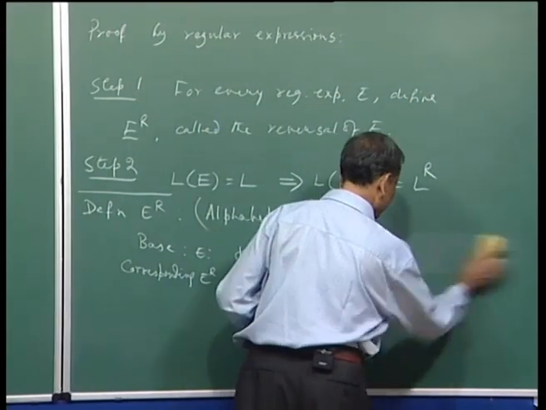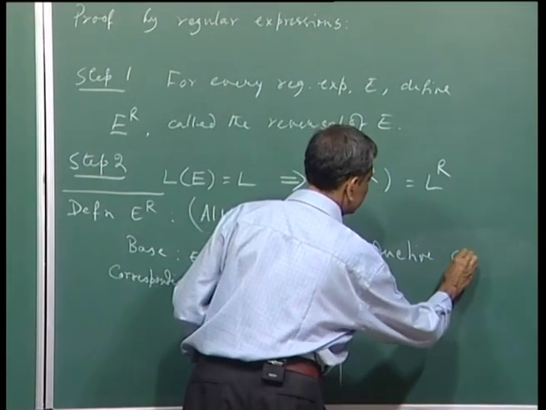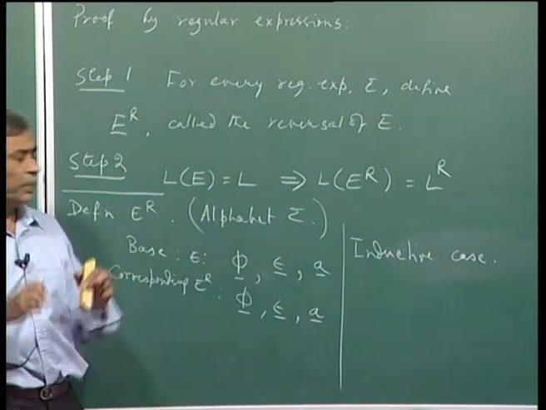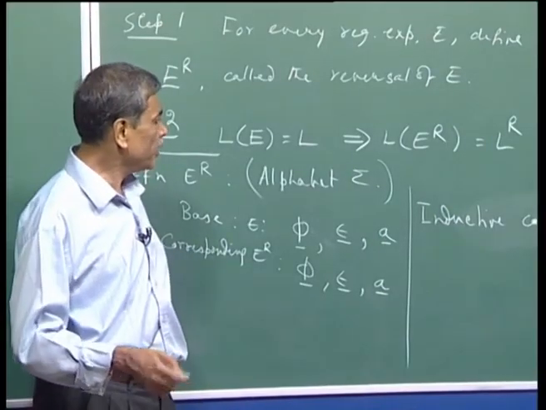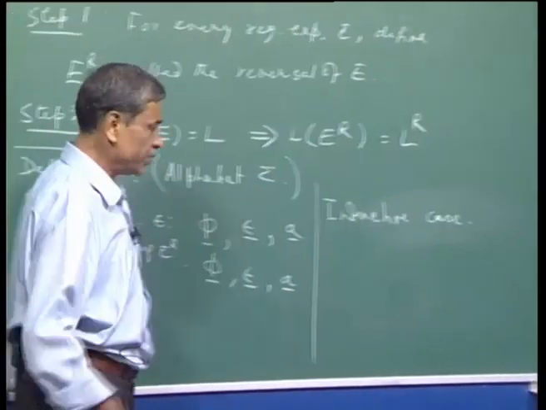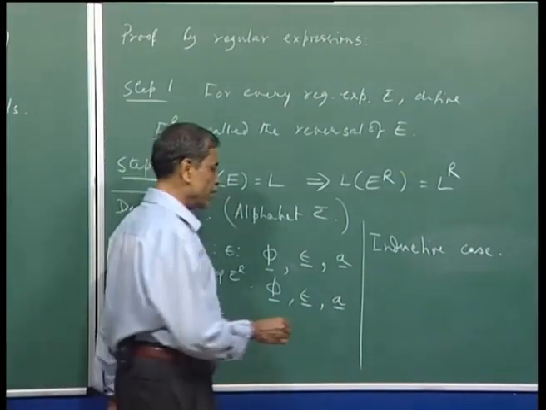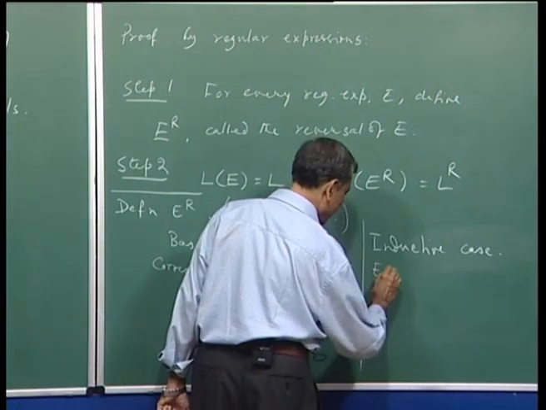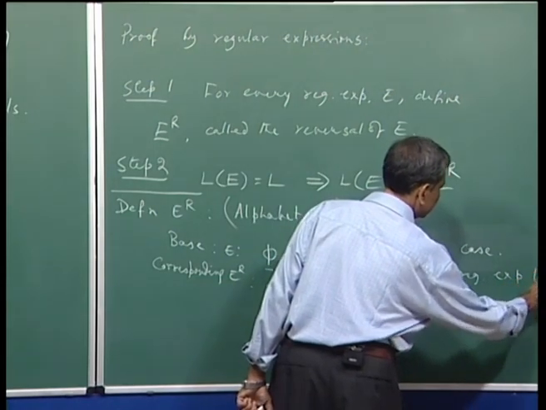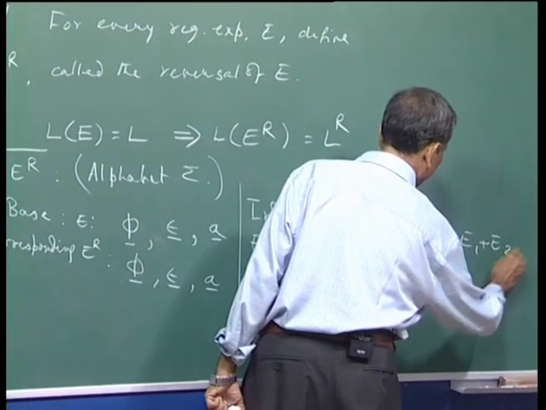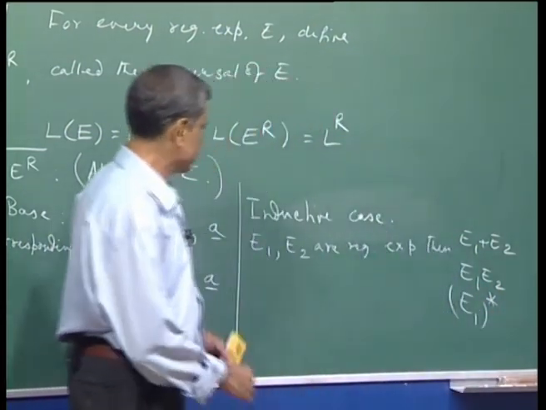Now, let us take just one of the inductive cases. Remember, once we have defined the base cases, I need to say what about larger and larger regular expressions. And you remember that any other regular expression could have been formed either by concatenation or by plus operation or by Kleene star operation, right. So, in the inductive cases we had said that if E1 and E2 are regular expressions, then E1 plus E2, E1E2 and E1 star, all these are also regular expressions, right.